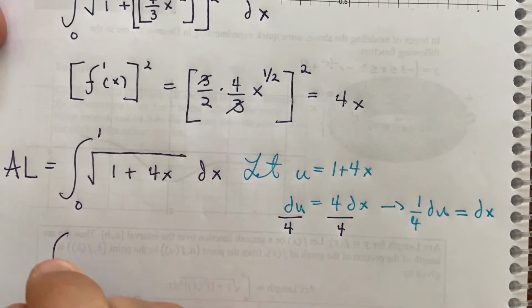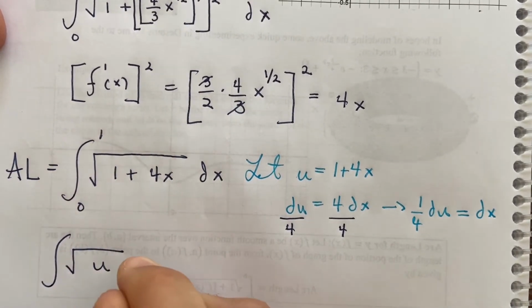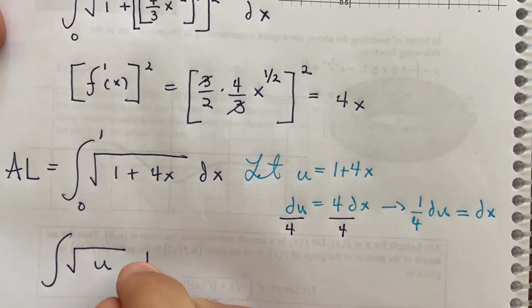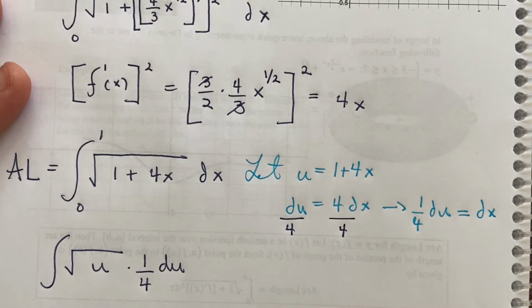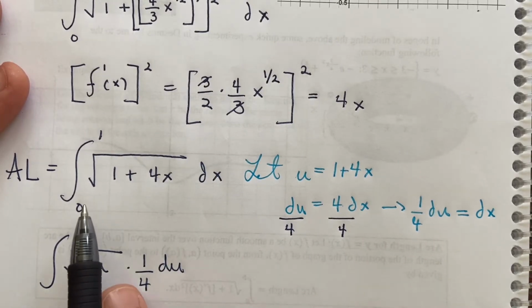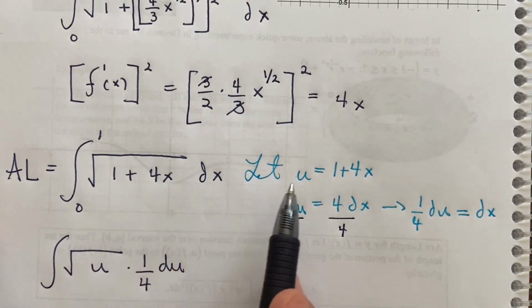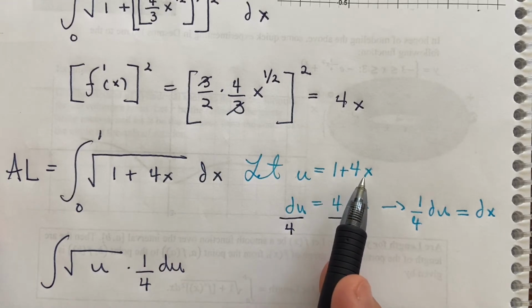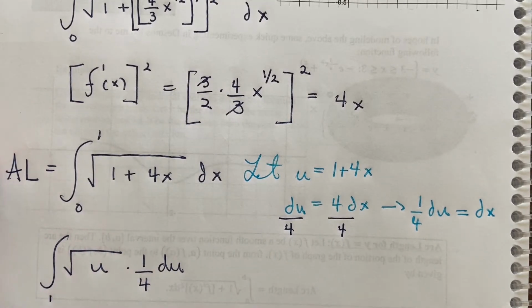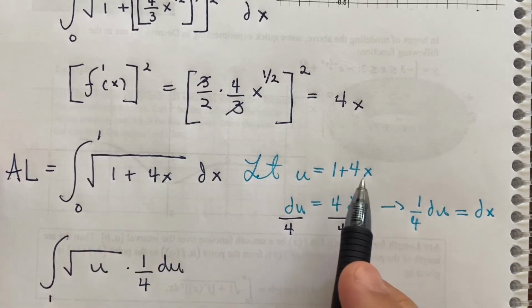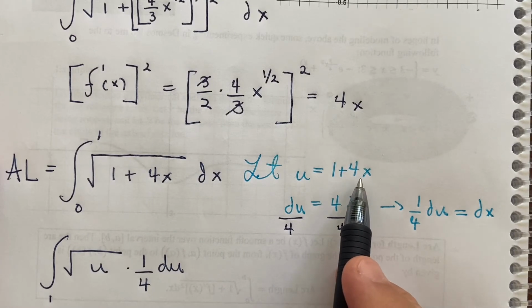Okay, so we'll have the square root of u, and then times 1/4 du. What you can do is change your limits if you want. So if I plug in a 0 for x, I get 4 times 0 is 0, and then plus 1, I get a 1. So my new lower limit would be a 1. Plug in a 1. 1 plus 4 times 1 is 5.